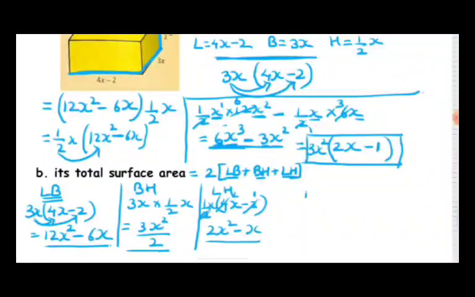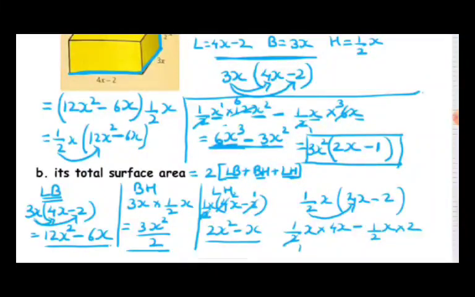Let me explain this part again. Half x into 4x minus 2. This multiplies by this, so it becomes 1 upon 2x into 4x minus 1 upon 2x into 2. 2 1s are 2, 2 2s are 4. So 2x into x makes it 2x square minus, this and this get cancelled, minus 1x. So it's just the same right here.